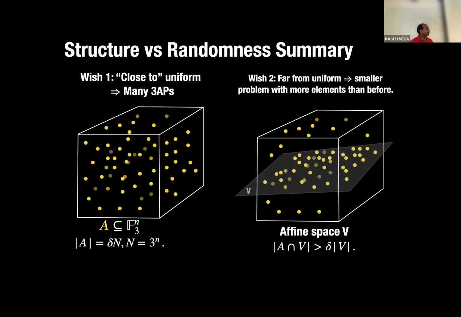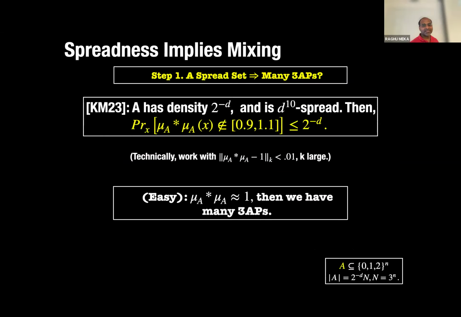Okay, let me summarize this part. In some sense, the main thing that we did so far is to come up with a new definition of spreadness. And the only other math that would go in is proving this claim that if mu A star mu A is close to 1, then we have many 3APs. Other than that, all of the difficulty is hidden in this claim, which is saying that if I have density and spreadness, then mu A star mu A is very close to 1.